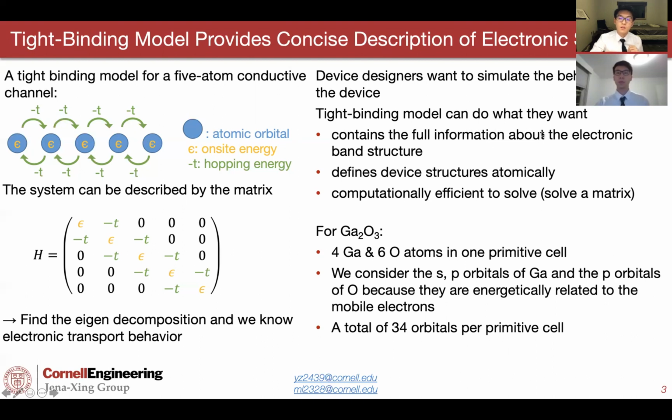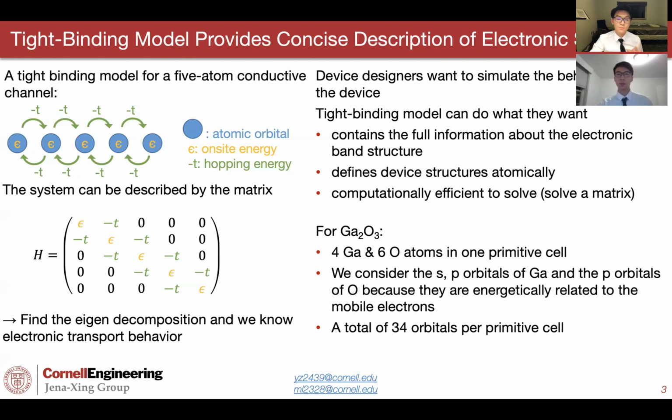The benefit of the tight binding model is that it contains the full information about the electronic band structure. You can define the device structures atomically, like I can place the atoms anywhere I want. And it's also computationally efficient to solve. You just have to solve a matrix, which is much cheaper than some other first principle methods such as density functional theory.